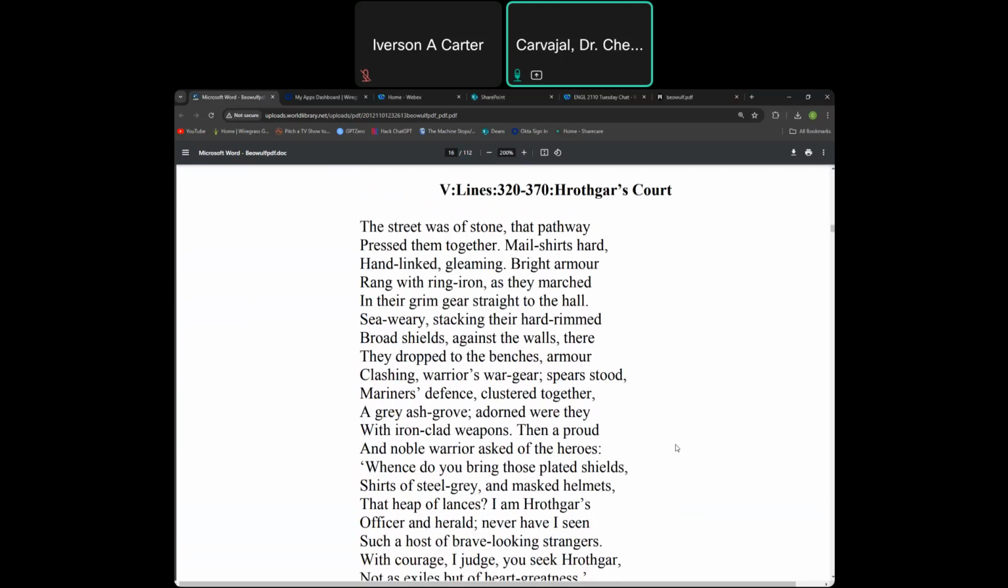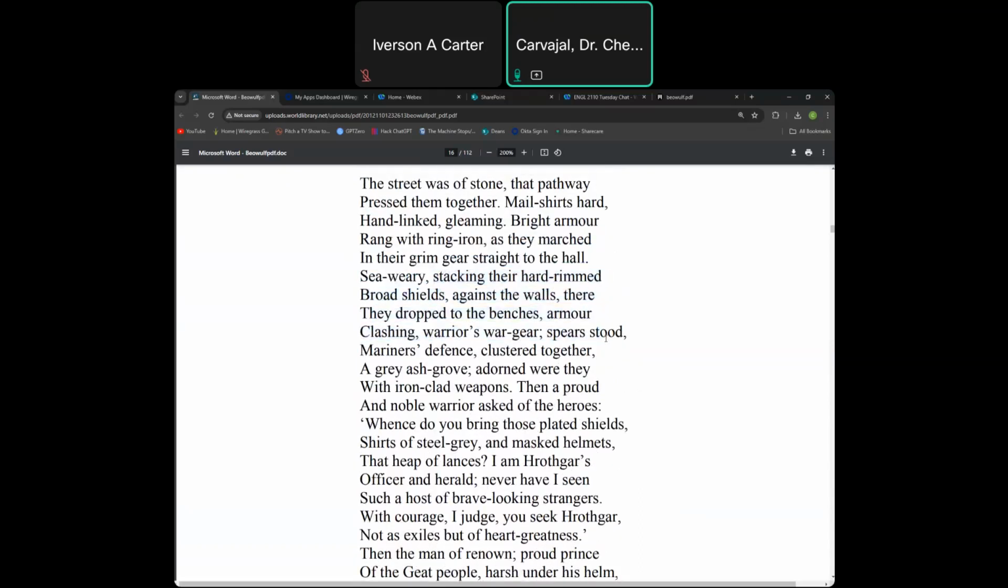And so they all come in and they're all, of course, still armed. They're tired of being at sea, but they stack their hard-rimmed broad shields against the walls. They drop to the benches, armor clashing. Honestly, in Old English, it sounds so cool because Old English has that kind of roughness to it. Especially the fight with Grendel, it sounds awesome the way it's narrated.